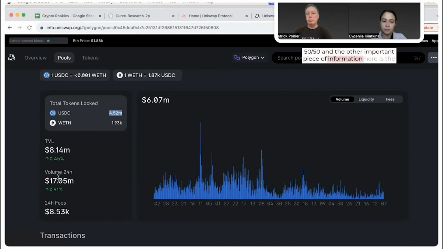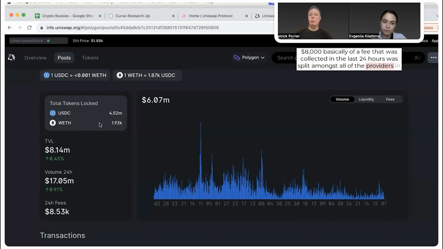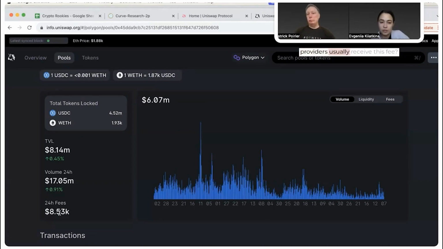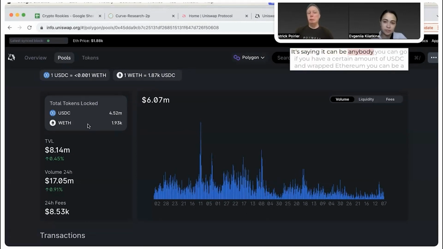The other important piece of information here is that in the last 24 hours, the trading volume was $17 million. When you compare this to the TVL, this is what tells you that the liquidity providers split about $8,000 of fees collected in the last 24 hours, in equal proportion to how much they've put in compared to the TVL. Others usually receive this fee too. It can be anybody. If you have a certain amount of USDC and wrapped Ethereum, you can be a liquidity provider and collect a portion of those fees.